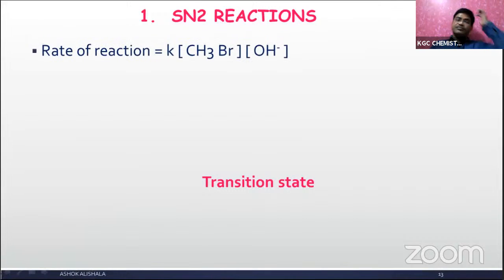How does this mechanism work? The rate of the reaction is directly proportional to the concentration of methyl bromide as well as the concentration of hydroxide. That's why it is SN2, substitution nucleophilic bimolecular reaction. That means the rate determining step involves two molecules or two substances. One is alkyl halide, another is the base.